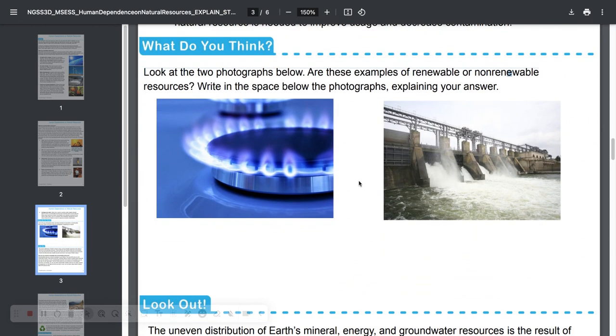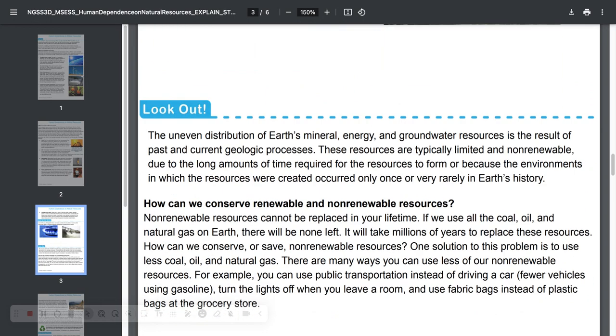What do you think? Look at the two photographs below. Are these examples of renewable or non-renewable resources? Write in the spaces below the photographs on your slides, explaining your answers.